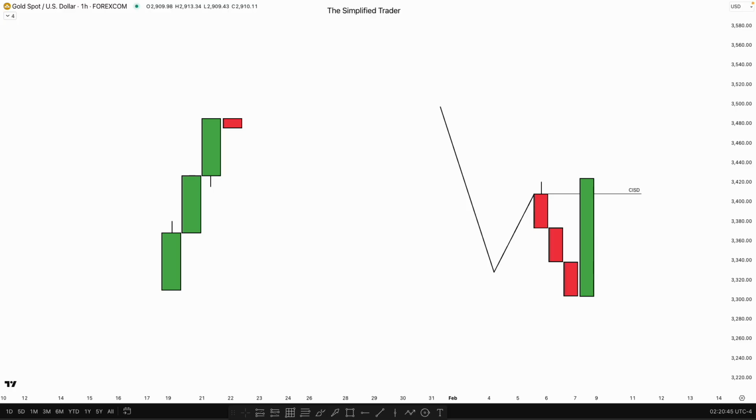So when I look at trading a reversal, there's a few things that have to fall into place. It is a certain reversal sequence that has to take place before I even consider taking a trade. Now, what is that reversal sequence?